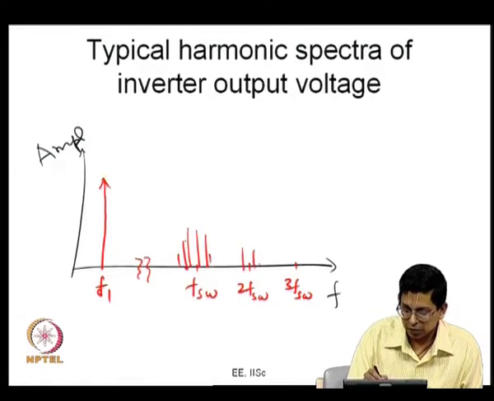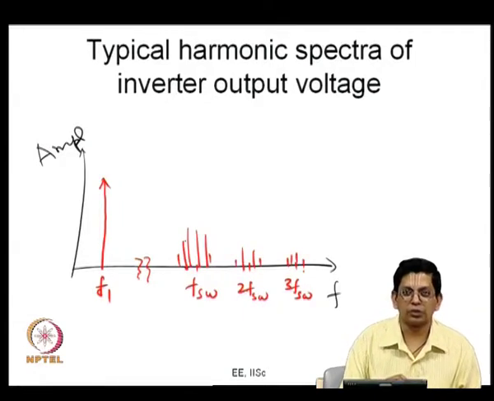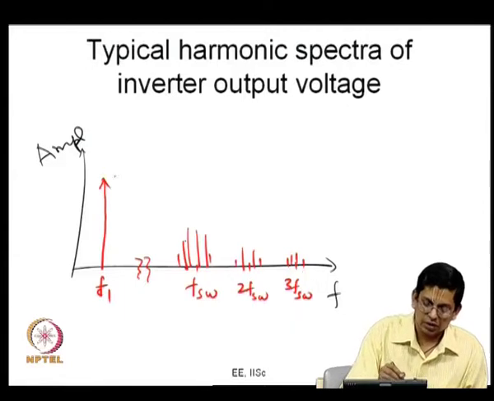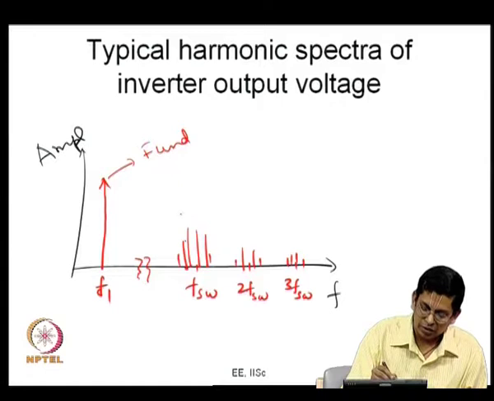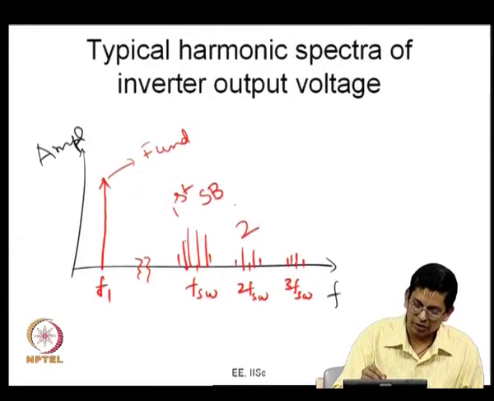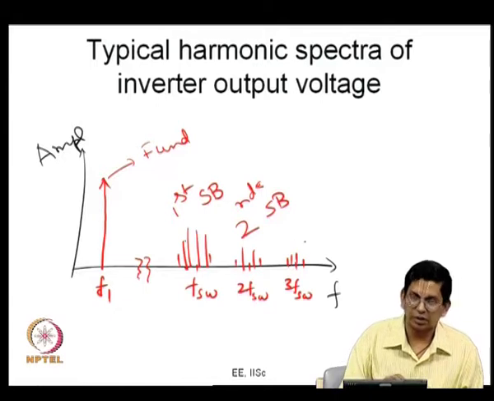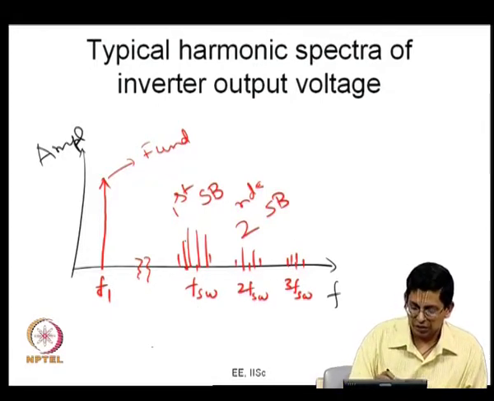You may have some harmonic components like this. So, this is the fundamental, and this is the first sideband, SB standing for sideband. This is the second sideband, and this is the third sideband, and so on and so forth. And now, this FSW is the average switching frequency.